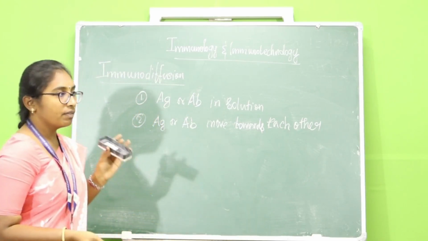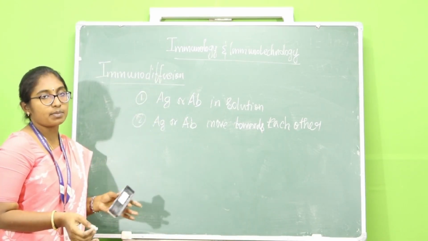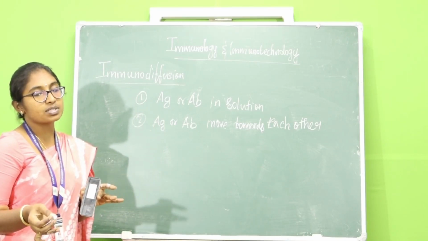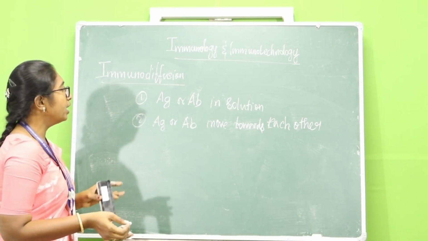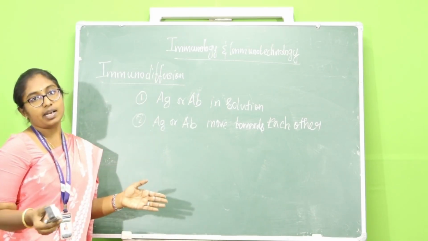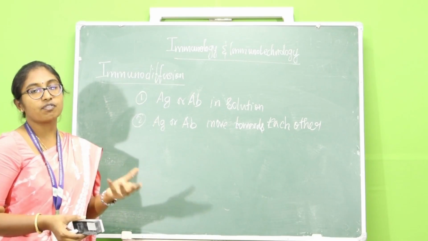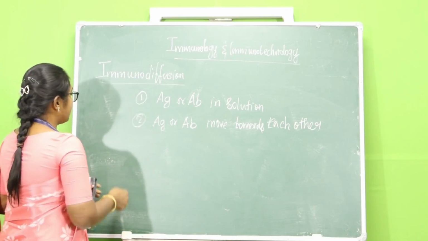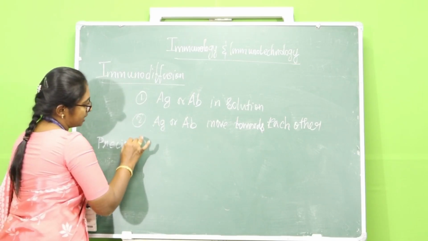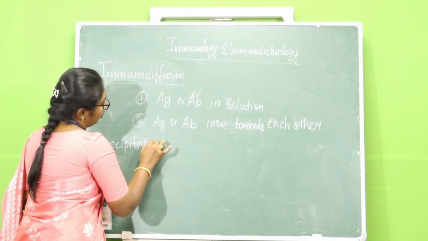In a solution, we keep one thing constant, the antibody, and we add antigen. The antigen alone moves towards the antibody, reacts with it, and forms the precipitation. Otherwise, in a medium, both the antigen and antibody move towards each other and form the precipitation. Let me explain what precipitation is and how the precipitation reaction takes place in immunodiffusion.